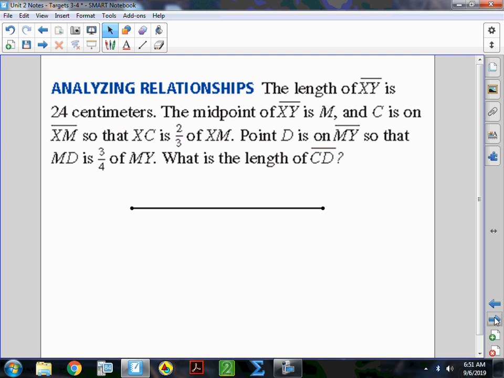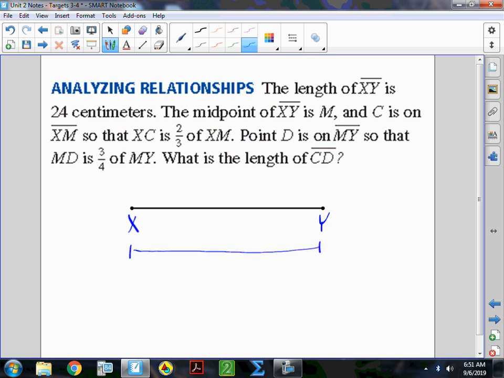The last one we have to do with midpoint is kind of a tricky problem. It says the length of XY is 24 centimeters. So I'm not sure if I'm supposed to start with X and Y on the outsides, but we'll try that. And let's say that we were supposed to do that, so this whole length is 24. It then says the midpoint of XY is M. So we'll put an M there.